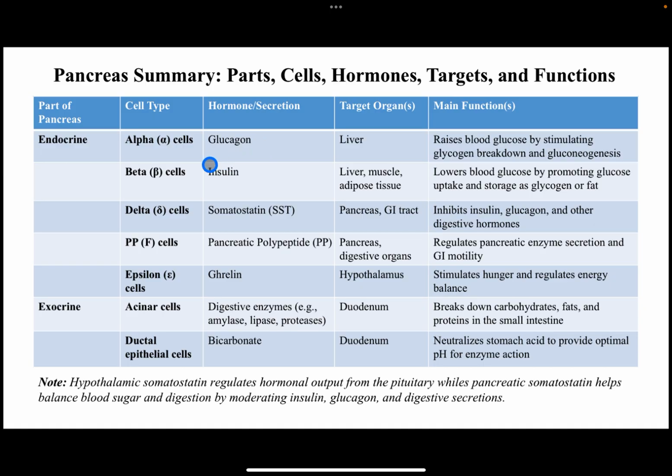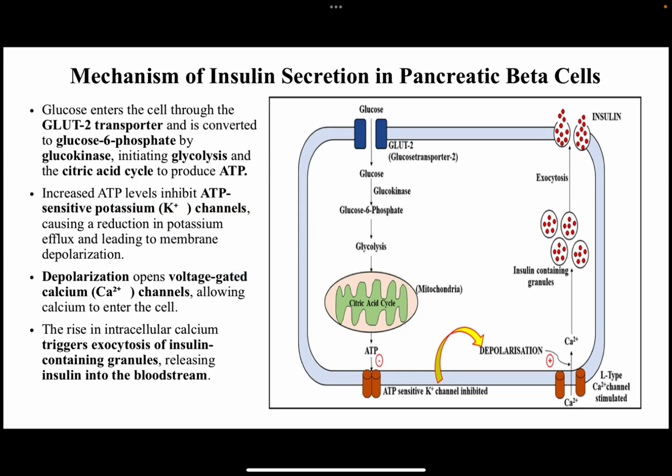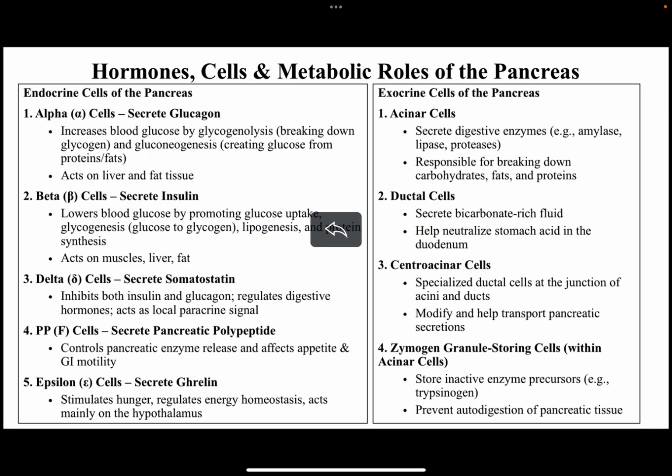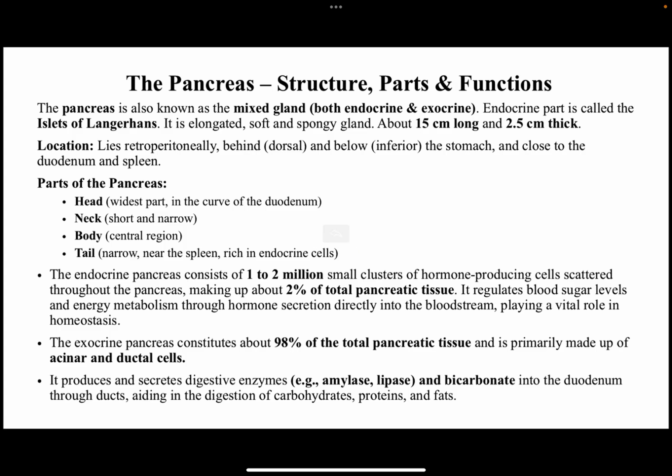So the alpha cell secretes glucagon, the beta cell secretes insulin, the delta cell secretes somatostatin, the PP cell secretes pancreatic polypeptide, and the epsilon cell secretes ghrelin. Is that okay? They secrete ghrelin. Okay, so basically that is it for the endocrine pancreas and then the exocrine pancreas.